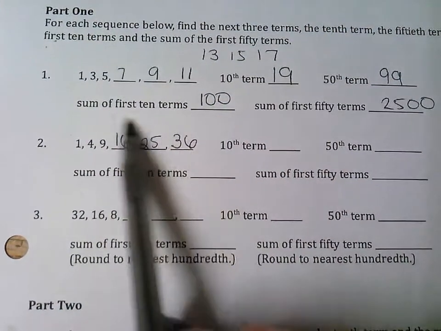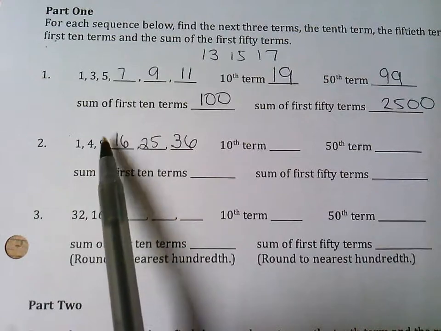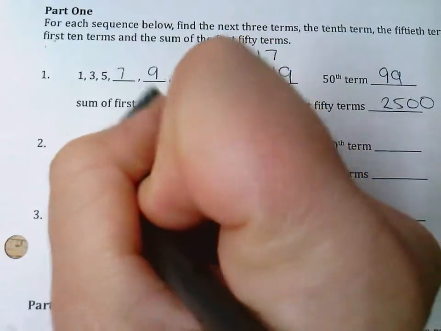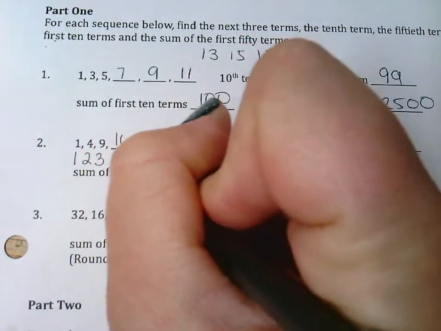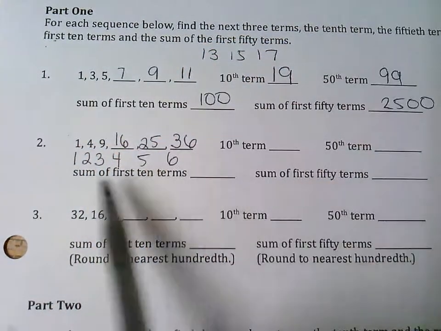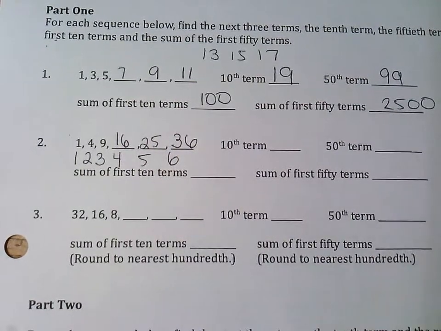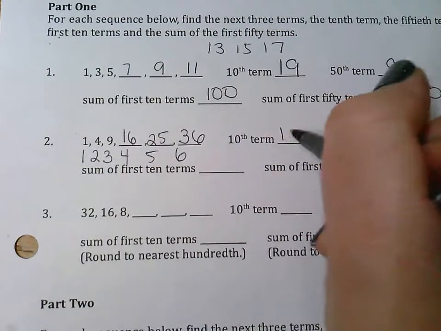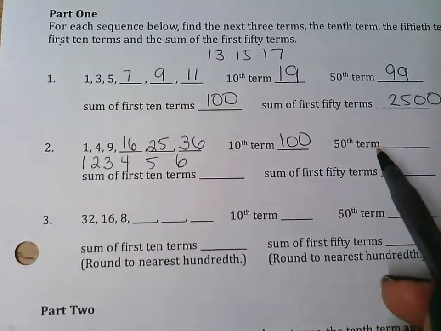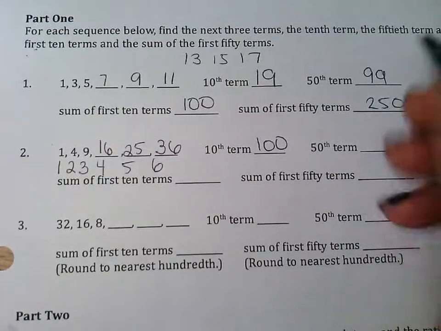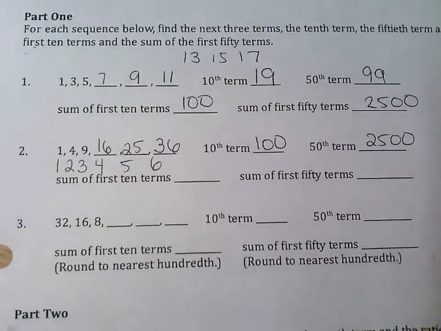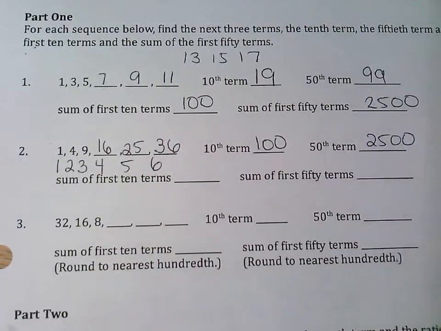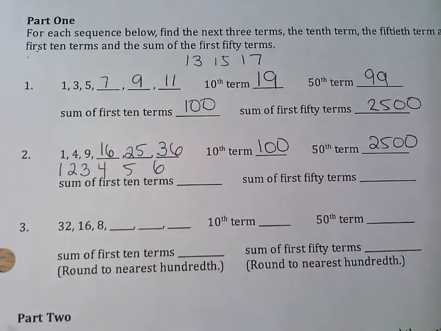So I need to be able to tell the spreadsheet how to generate these terms. Basically, it's your n value squared, right? I know my 10th term, because 10 squared is 100. I know the 50th term, actually. 50 times 50 is 2,500. How am I going to get the sum of the first 10 terms or the sum of the first 50 terms, though? That I might want to use the spreadsheet for.